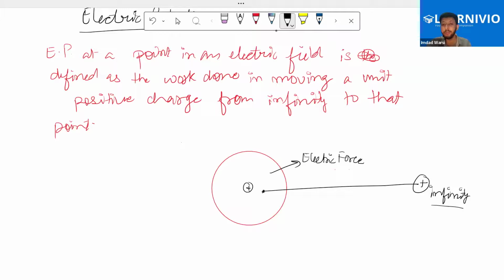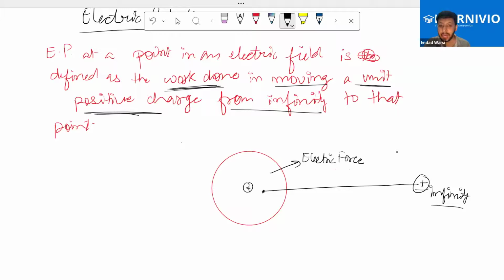Now, if I do this, that would be work done, right? This is basically the work I'm doing. I'm taking this unit positive charge from infinity and bringing it to a point in the electric field. So this is basically work done. The work which I am doing in moving a unit positive charge from infinity to that point is defined as electric potential. Understood?